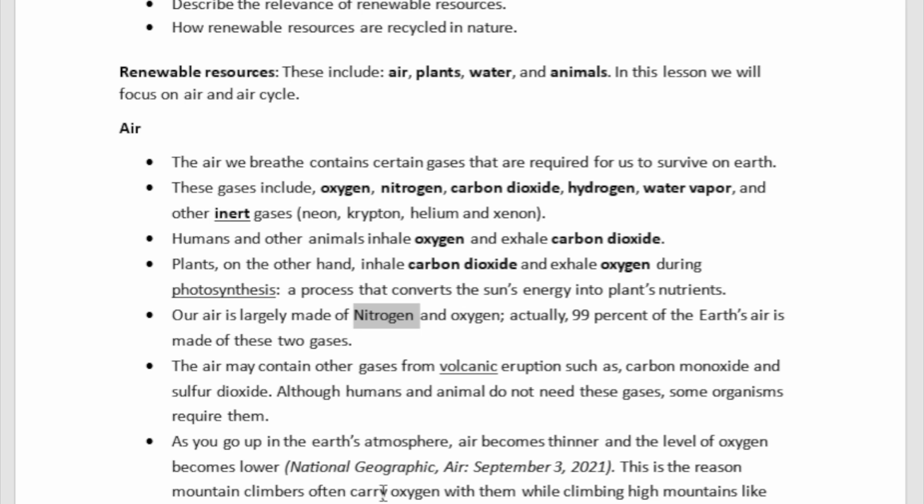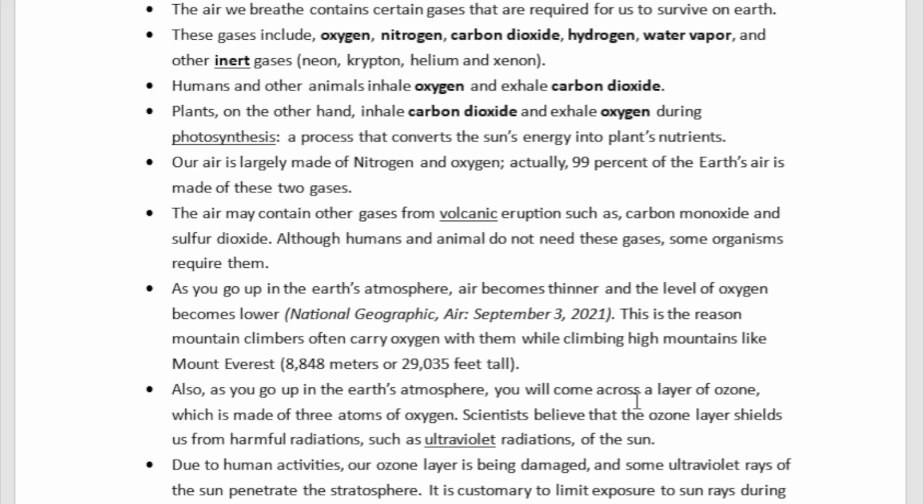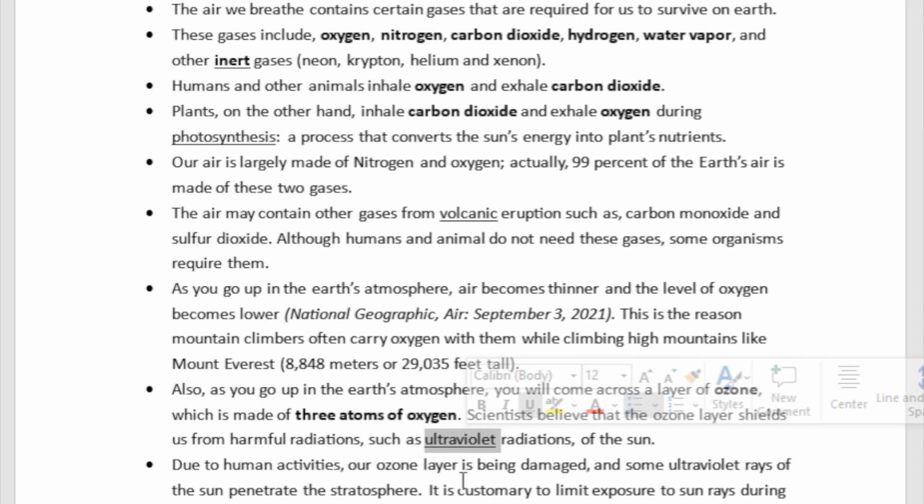Okay? So as you go up in the Earth's atmosphere, air becomes thinner and the level of oxygen becomes lower. This is the reason that mountain climbers often carry oxygen with them. And also, as you go up the Earth's atmosphere, you will come across a layer that is called the ozone layer, which is made of 3 atoms of oxygen. Okay, so if somebody were to ask you what is the ozone layer, you can say it's a layer that contains 3 atoms of oxygen, which shields us from the ultraviolet radiations of the sun.